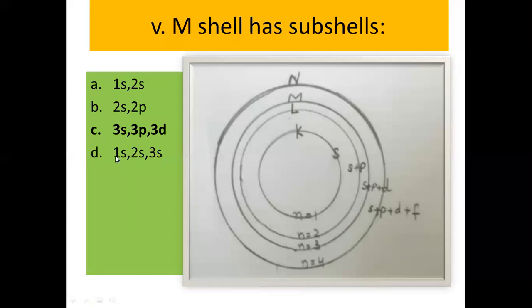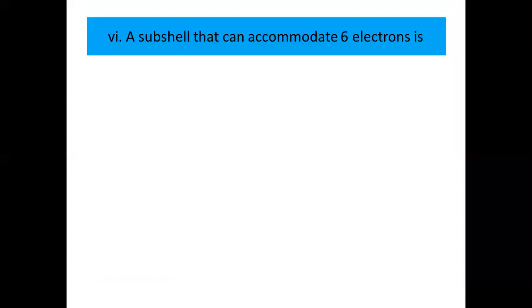1S, 2S, 3S, they are totally wrong. 1S is shell number 1, K shell, L shell, M shell. So this is the combination of 3 shells. Only correct option is C. C is the correct option.